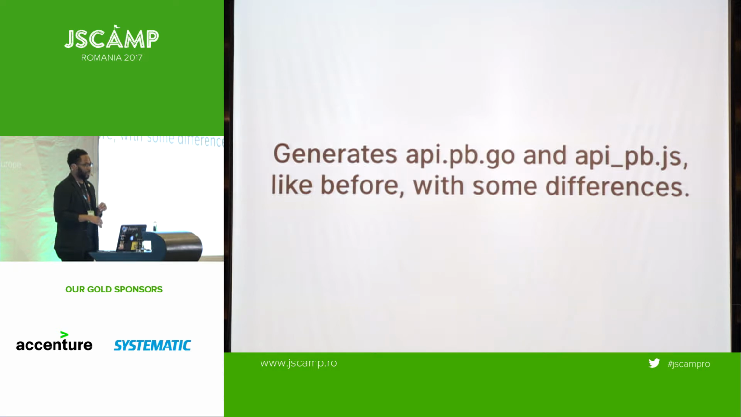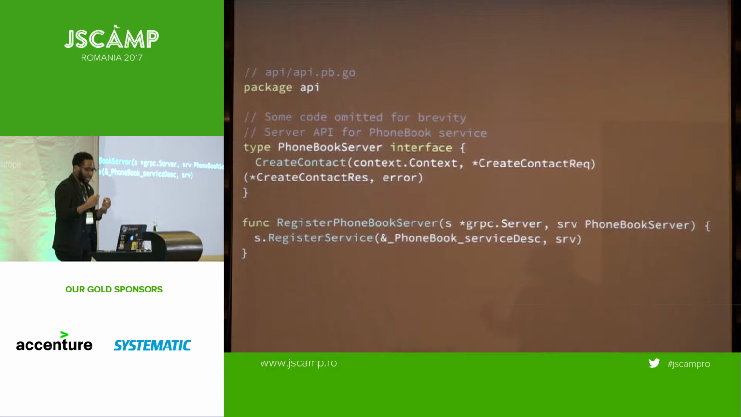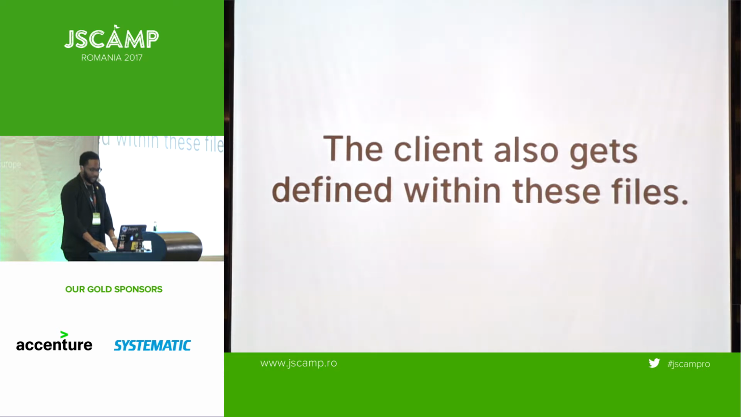But since we use a gRPC plugin, there are some subtle differences. If you look at this code snippet again, we actually have an interface defined for our phone book server that has our create contact method defined within it. As you can see, it takes in a create contact request and returns a create contact response. It gives us a means of registering that phone book service on a gRPC server. It's not shown here, but the client also gets defined within these files.